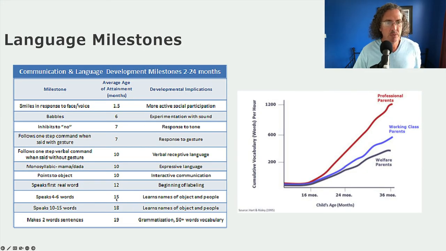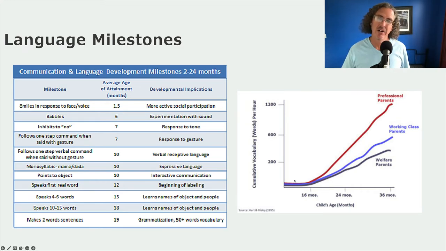Speaks 4 to 6 words by about 15 months. And then it just starts taking off, okay? Speaks 10 to 15 words by about 18 months. Starts to use two-word sentences. Drink juice, stuff like that, as it's getting closer to a year and a half, 2 years old. Maybe a 50-word vocabulary overall going on here. So this is how we're seeing it kind of start.